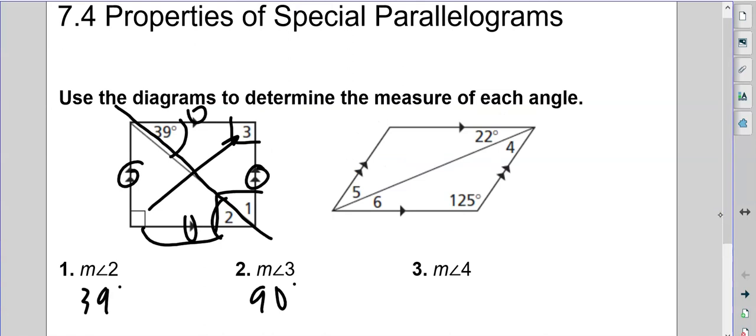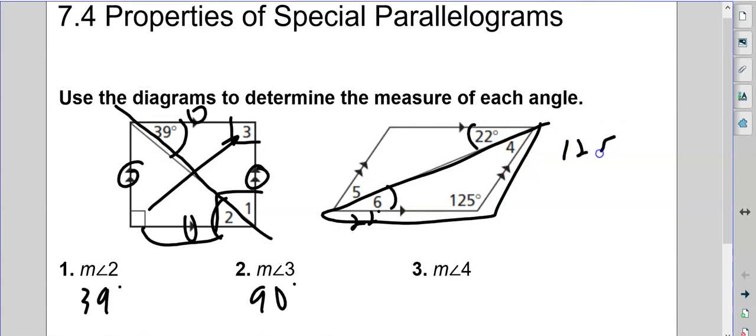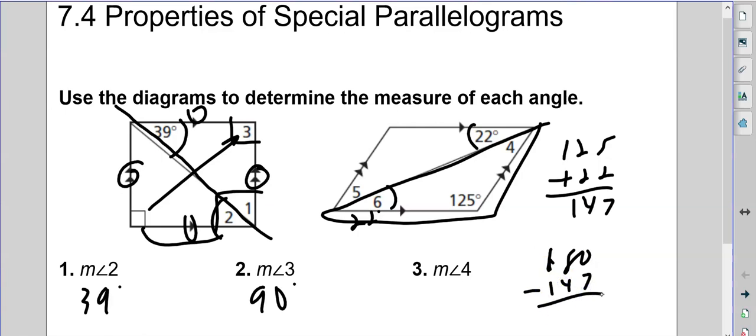Okay? So we know, again, alternate interior angles, number 6 here is 22 degrees. And we have a triangle. Well, we know 125 plus 22 is 147. And if we take 180, because the triangle has 180 degrees in it, minus 147, that gives us 33. So angle 4 is 33 degrees, which makes angle 5 33 degrees also.